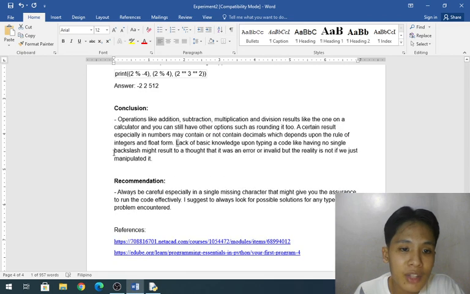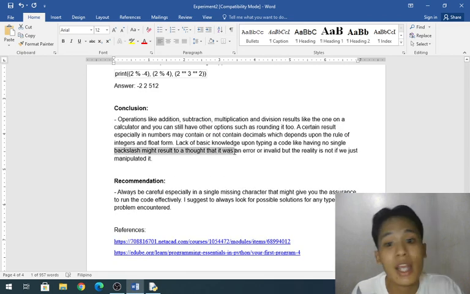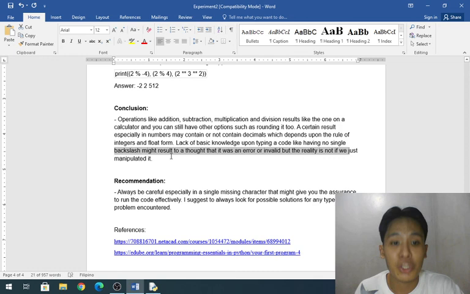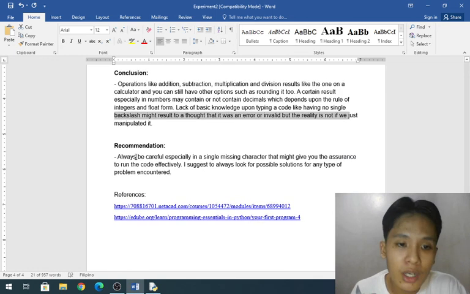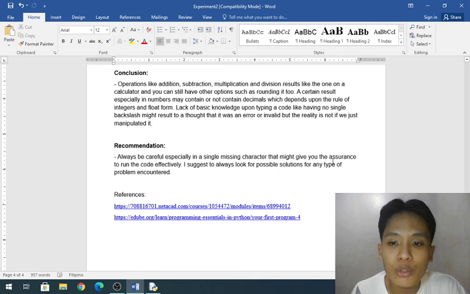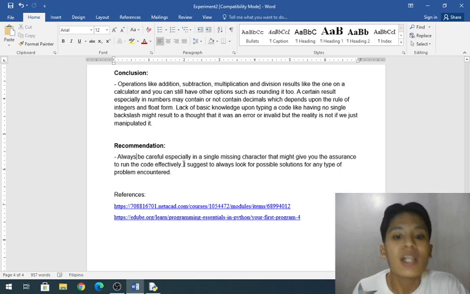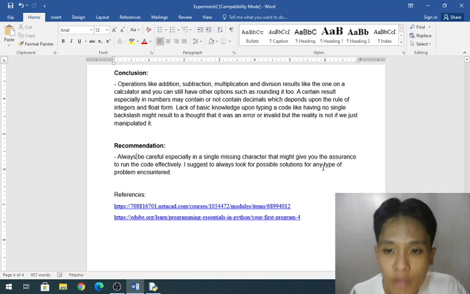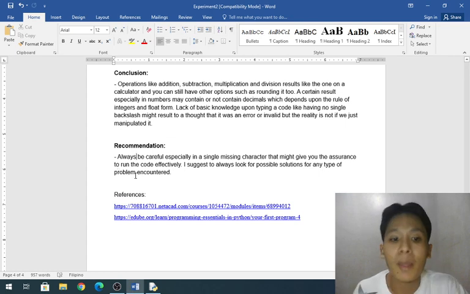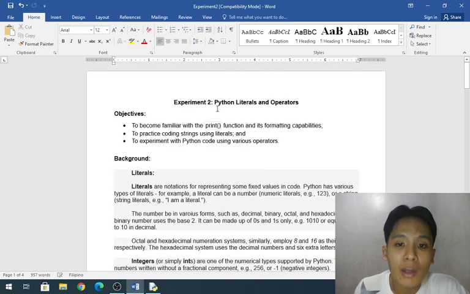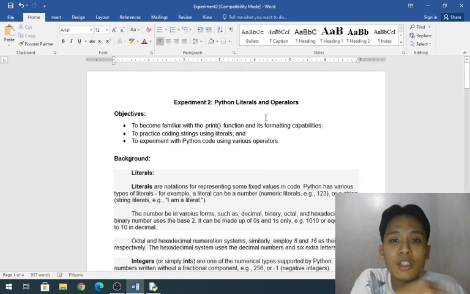Backslash might lead to a thought that it was an error or invalid, but the reality is not, if we just manipulate it. My recommendations are: always be careful, especially with a single missing character that might decide whether the code runs effectively. I suggest to always look for possible solutions for any problem encountered. And that's it. Our experiment number 2 about Python literals and operations. I hope you learned something, and thank you for watching. That's all.